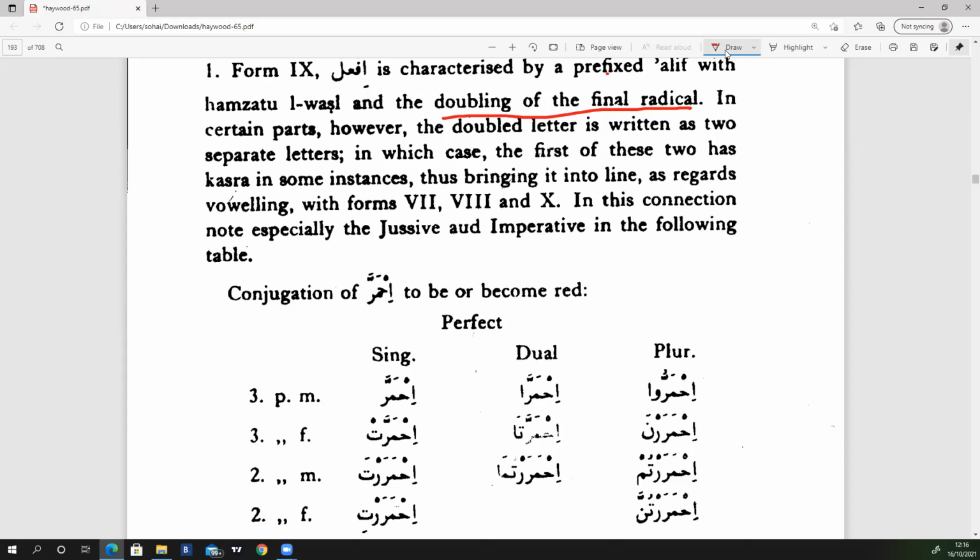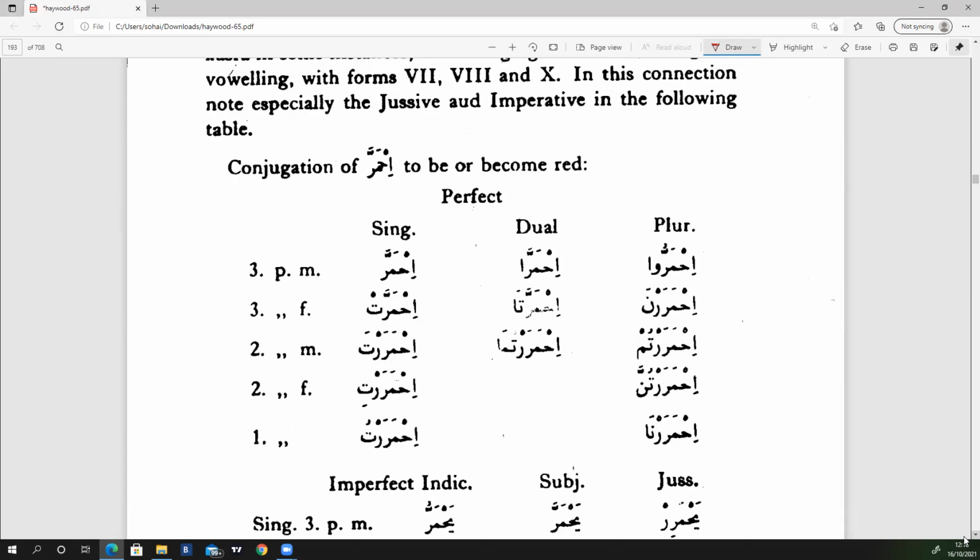In certain parts, however, the double letter is written as 2 separate letters. So I'm going to give examples, and then I'm going to explain the rule behind it and how we determine when to write it as a single letter with shadda and when to write it as separate letters. So here, ihmarra, right?